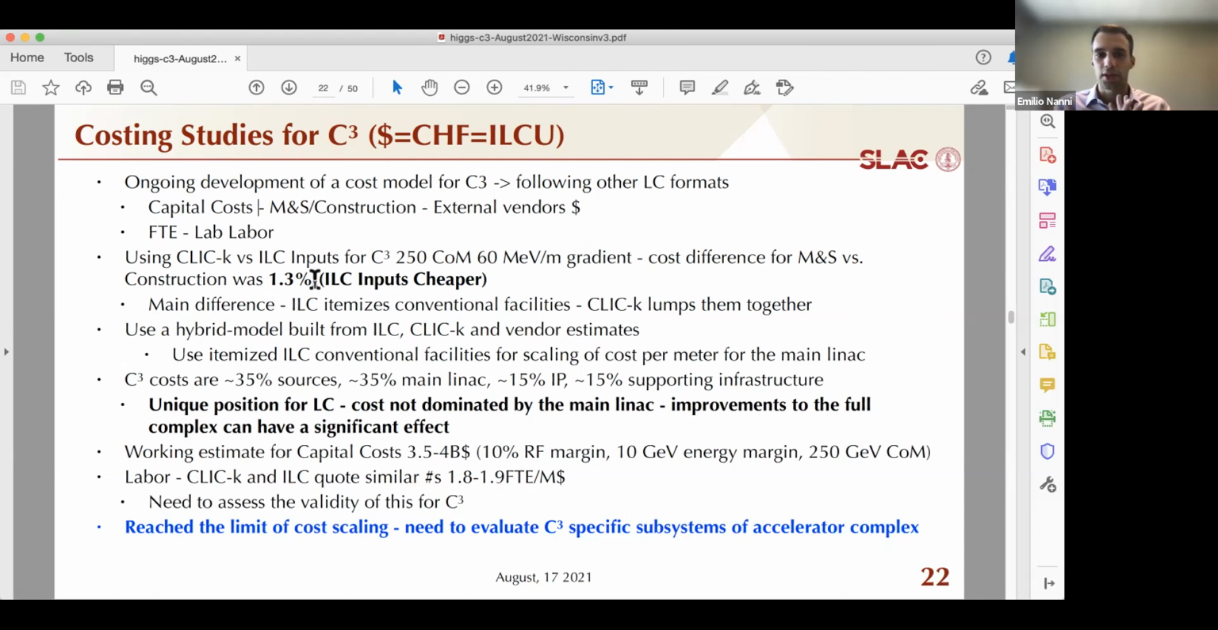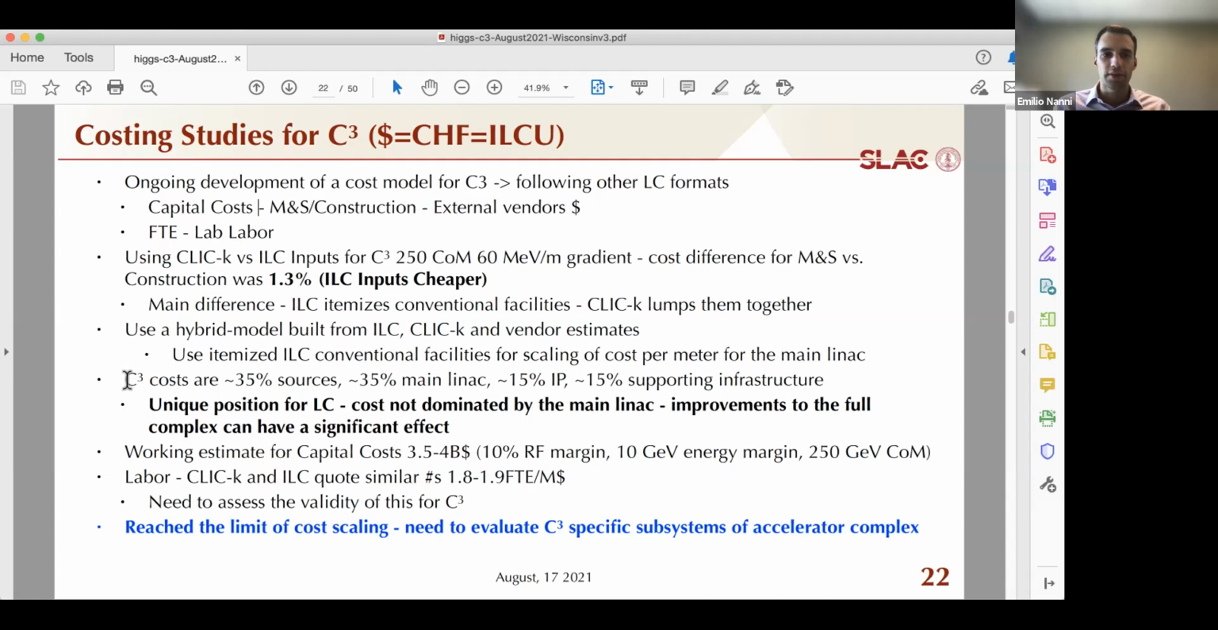But since then, we've actually switched to using a little bit different model. It's a hybrid model. We utilize some things from ILC, some things from CLIC, and some things from our own vendor quotes or estimates or costs that we've incurred in building things. And the reason for that is a lot of the technology is closer to CLIC, but ILC did a good job in their TDR of itemizing conventional facilities. So for example, it's easier to scale the cost per meter of the main LINAC.